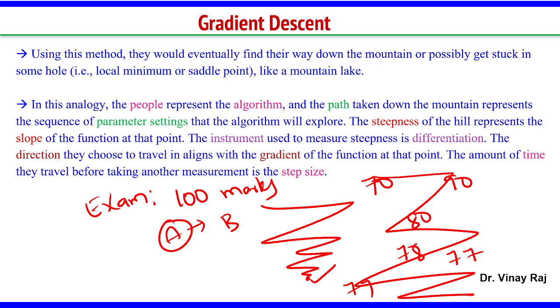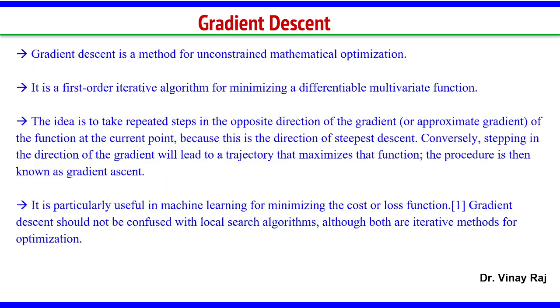You are making a guess. When you are making a guess, how much did you increase initially? 20 marks. Then you reduced by 10. Again you reduced by 2. Then again 1. Then again 0.5. Like this, you are reducing the marks value, and you are reaching the destination. This is the logic of gradient descent. What does gradient descent do? Let's try to understand.